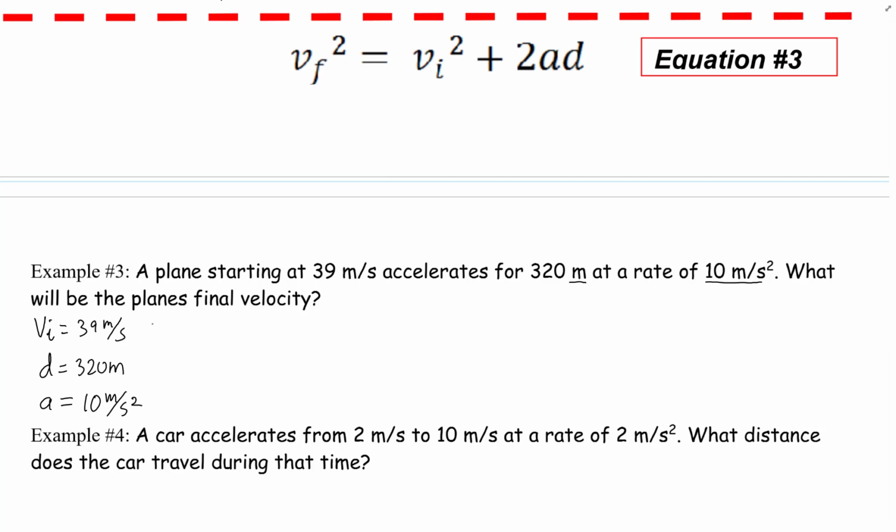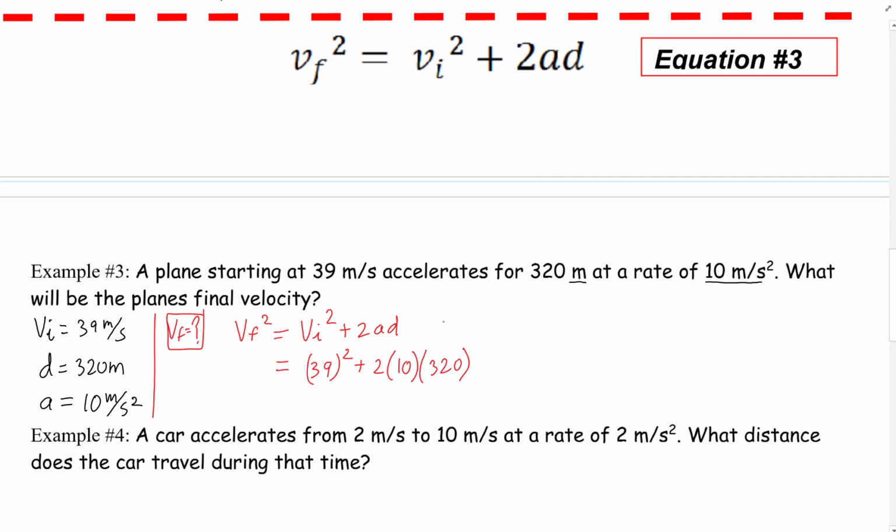Let's write down the formula. And the formula is VF squared equals VI squared plus 2AD. And the only thing we don't have is what VF is. So we'll plug in the numbers. VI is 39 squared plus 2 times an acceleration of 10 times a distance of 320.